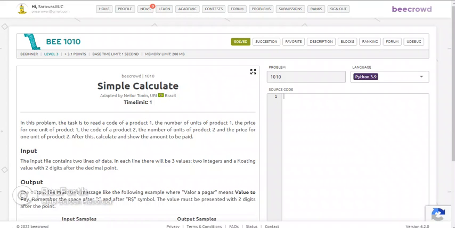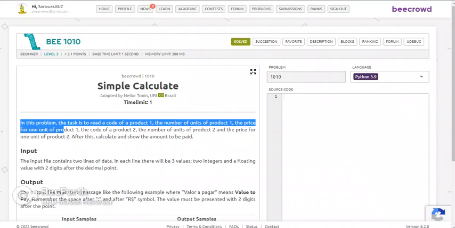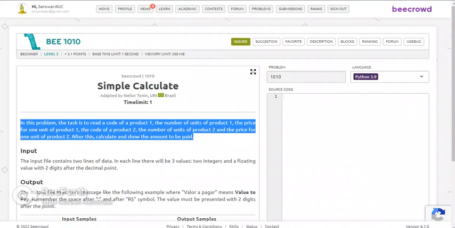I'm going to help you solve a problem on Beecrowd. The problem number is 1011. In this problem, the task is to read the code of product 1, the number of units of product 1, the price of 1 unit of the product, the code of product 2, the number of units of product 2, and the price for 1 unit of the product, and at last you need to calculate and show the amount to be paid.